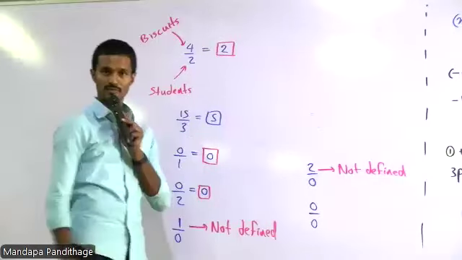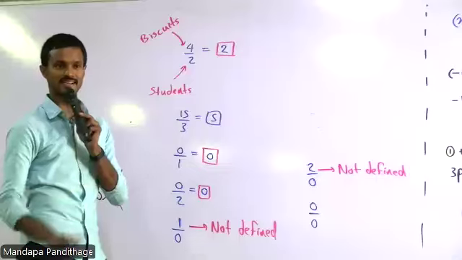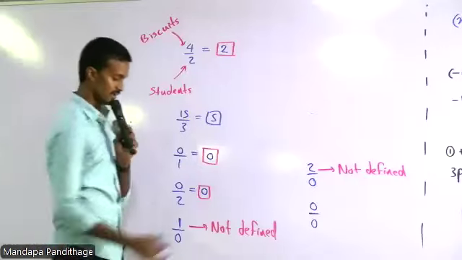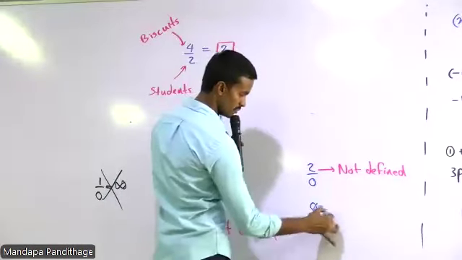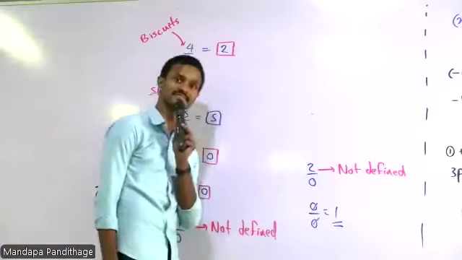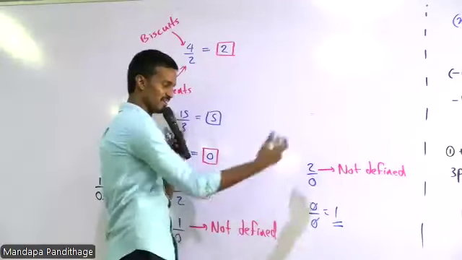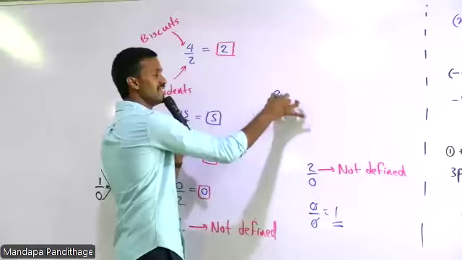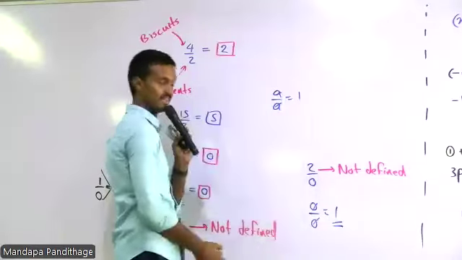You know what is the answer that we put? We put the answer, 0 divided by 0 is 1. Like a divided by a is equal to 1. That is wrong.